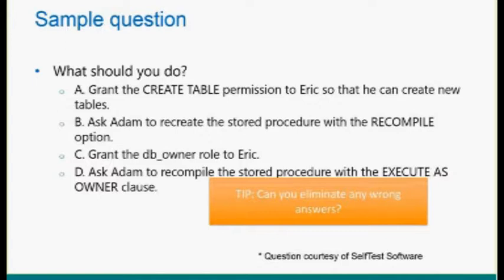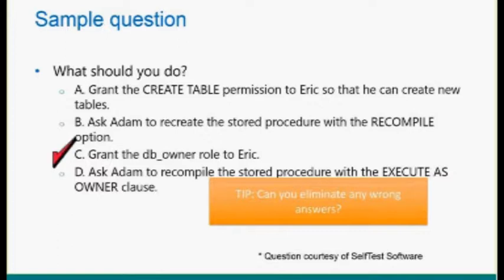Wouldn't just recompiling a program, that wouldn't fix anything. It's just recompiling the program again. So in this case, you're left with A or D. Should I grant create table to Eric? Again, that sounds a little excessive because he's just trying to get access to a particular program to do something for him. In this case, the correct answer is actually, whoops, my mistake there.